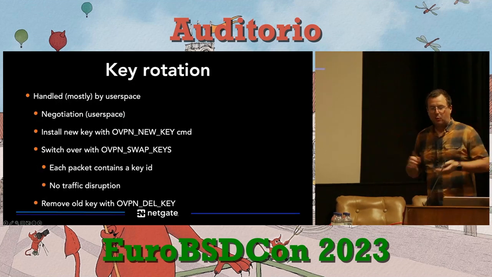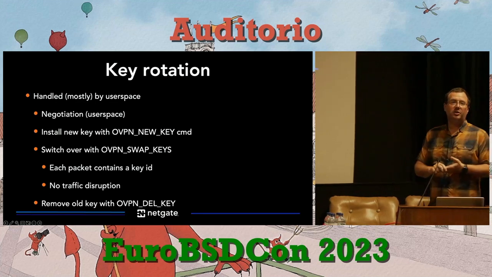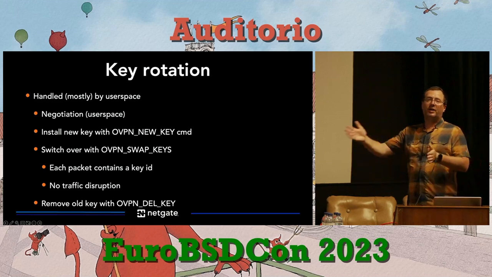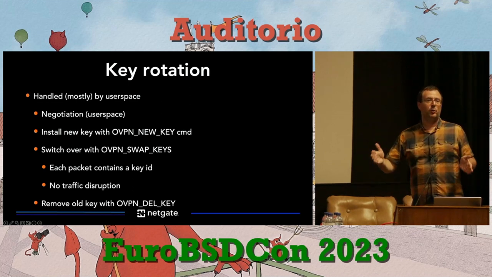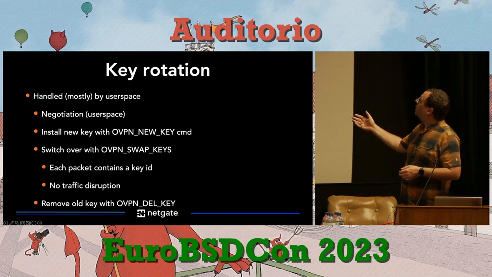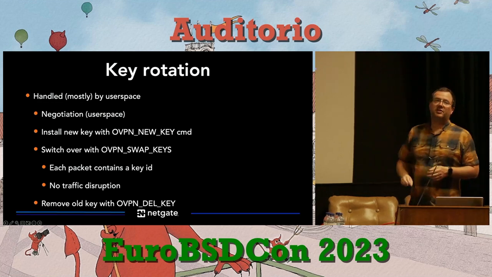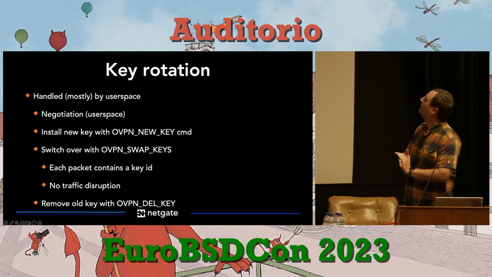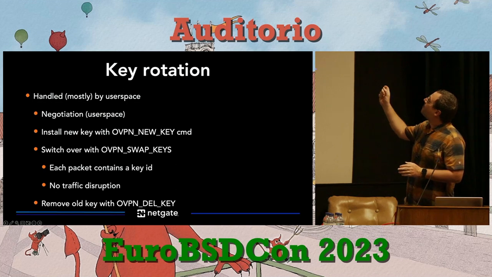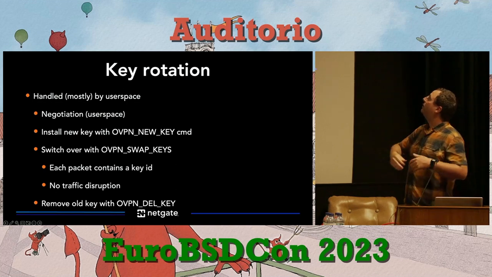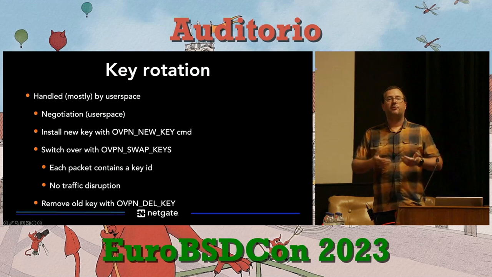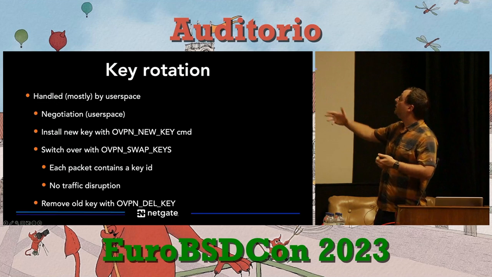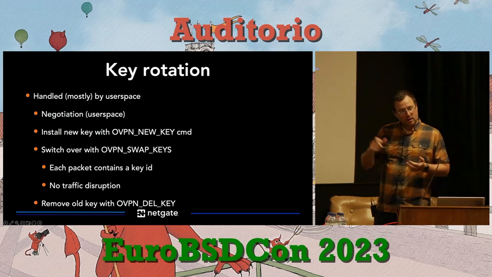Next little consideration is key rotation. Every so often, after X amount of time or X amount of bytes, you want to select a new encryption key. All of the cryptographic complexity is handled in user space, which is wonderful because cryptography is complicated and I am a man of limited brain. So the negotiation is done by user space. Eventually user space decides that it's time for you to have a new key, and it will tell the kernel that there's a new key with the OpenVPN new key command.